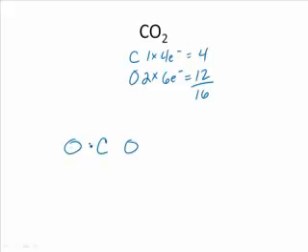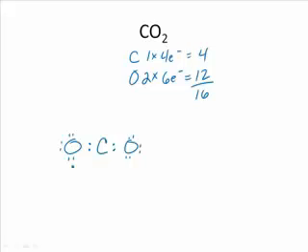We're going to bond the oxygens to the carbon, each with a pair. So 4, there's 6, 8, 10, 12, 14, 16. I have to stop now, I run out of electrons. Now, what happens here? I have used up all my electrons, but the carbon does not have a full octet.